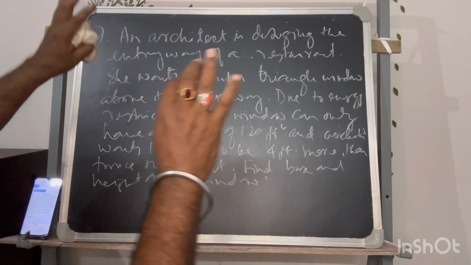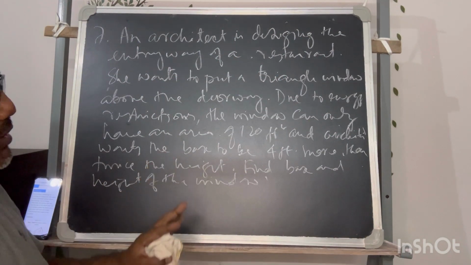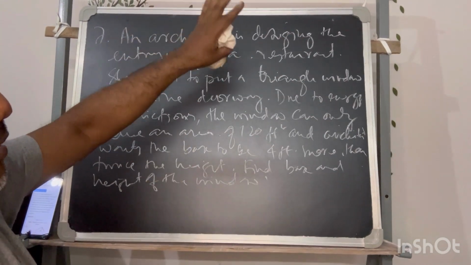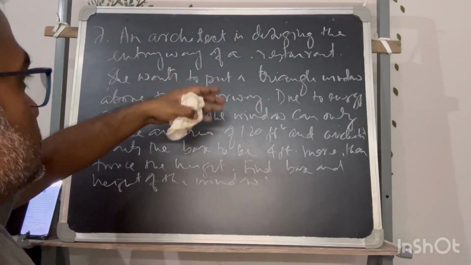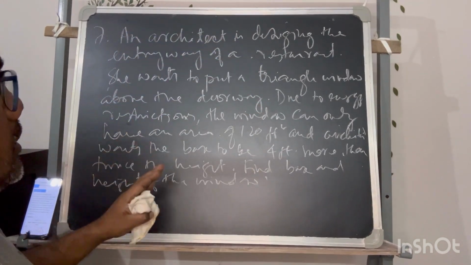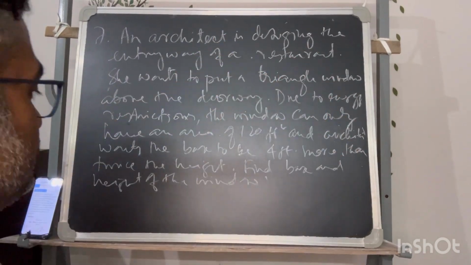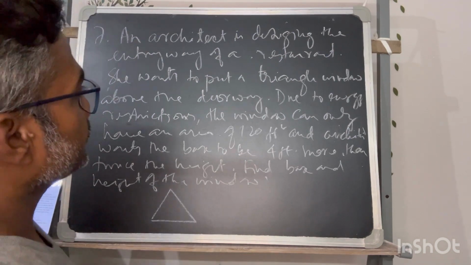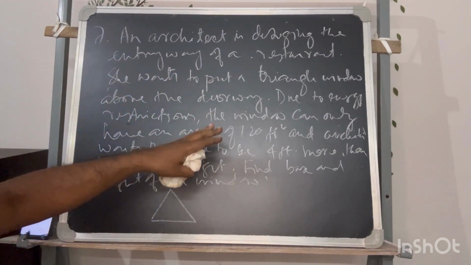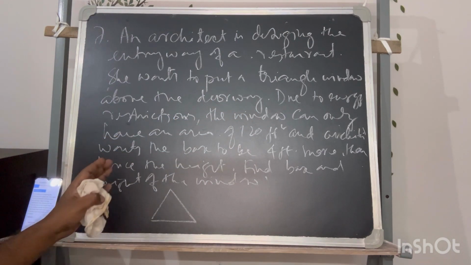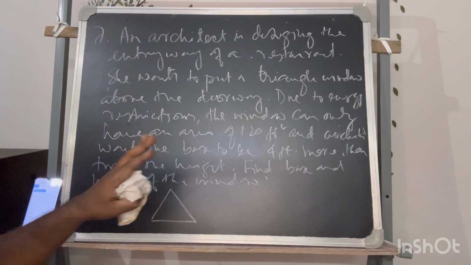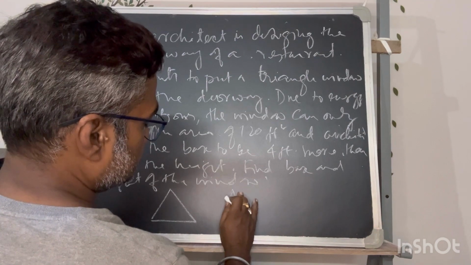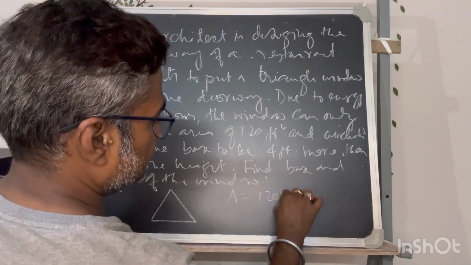So this is in a nutshell. There is nothing much, only an elaboration of the fact. The architect wants to design a pathway of a corridor of the restaurant. There he or she wants to put a triangle window. The main sum is all about the triangle window. Due to the energy restrictions, the window can only have an area of 120, that means the area of the triangle is 120 feet square.